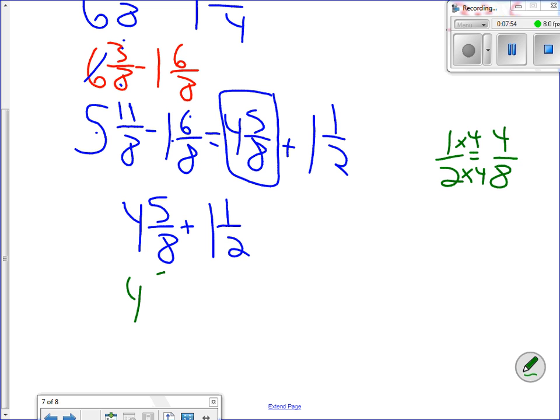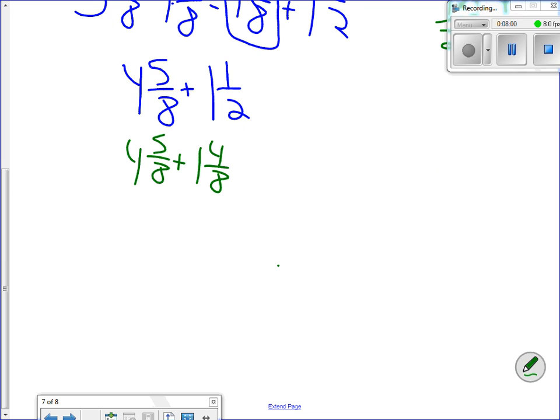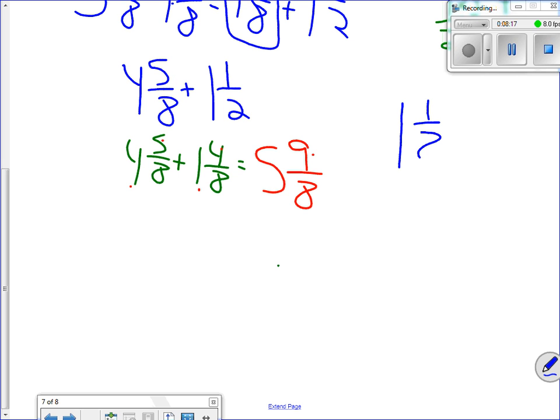I'm rewriting my problem. 4 and 5/8 plus 1 and 4/8 equals 4 plus 1 is 5. 5 plus 4 is 9. 8. I can't leave it because my numerator is larger than my denominator. So 9/8, we said earlier, is 1 and 1/8. I'm going to add it to the 5, so I have 6 and 1/8 as an answer.